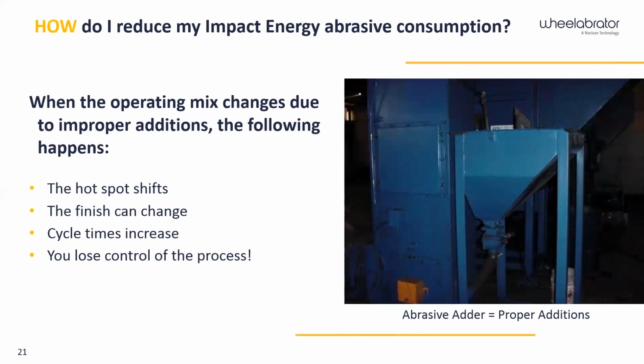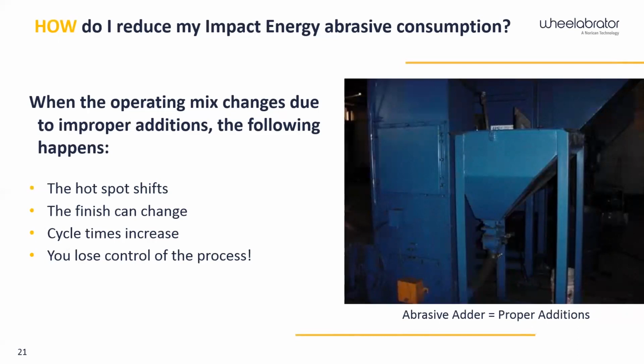But a couple of things happen when you run your system like that. You have your hotspot shifts. As your abrasive gets smaller and breaks down, the release point out of your control cage and off the blade tips actually does release slightly differently, so your hotspot can shift. Obviously, the finish on your parts is going to change. If you're slugging your machine with 390 shot and then letting it break down to 230 shot, the finishes are drastically different. So you're going to have an up and down profile on your parts.